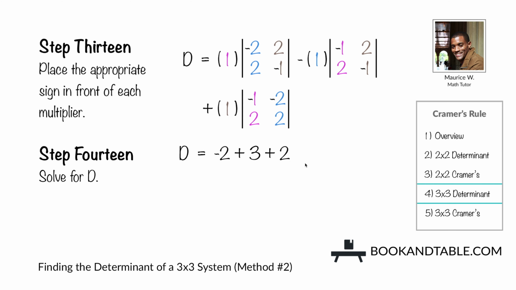So we see that the determinant is equal to -2 plus 3, which should be +1. And +1 plus 2 is equal to +3. So we get the determinant of the 3 by 3 system is equal to +3.